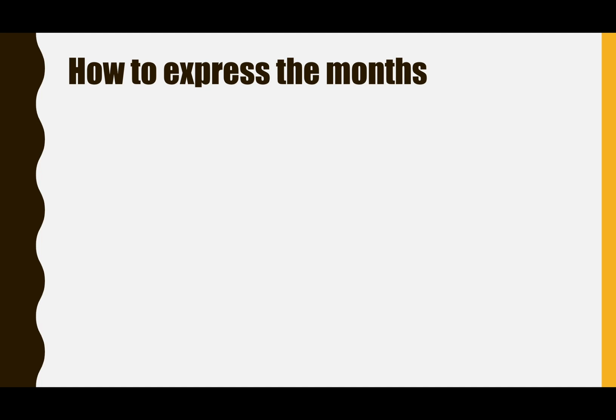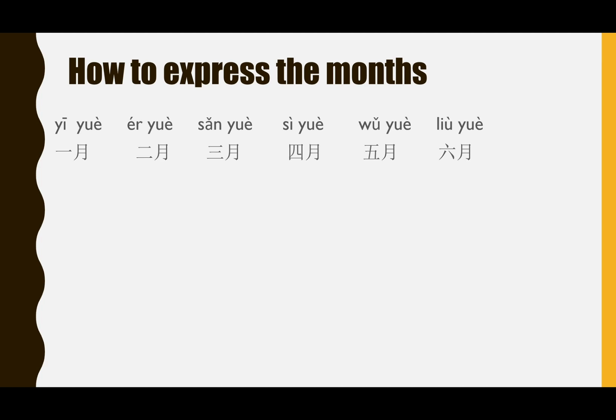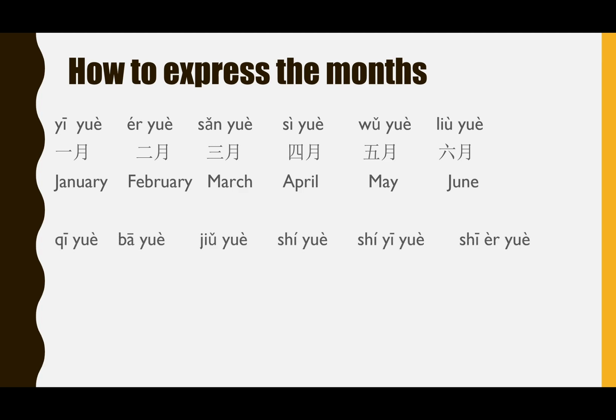Let's see how to express the months. 1月, the second one 2月, number 3, 3月, number 4, 4月, next 5月, and number 6, 6月. The English meanings are at the bottom. 1月, saying 1 as a number, is January. 2 means February. 3 March, 4 April, 5 May, 6 June.